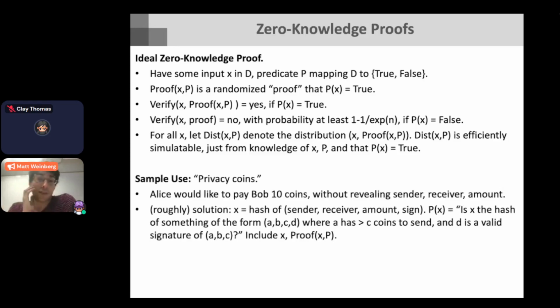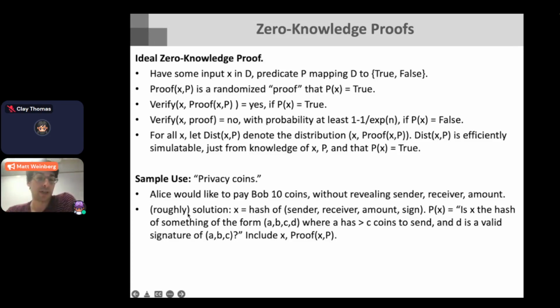Okay, so the sample used for this is, there's probably a couple terms for this, but Zcash is one, I think, or Monero is another. Sorry, Monero doesn't do zero knowledge proofs, but Zcash does, and the term for these is privacy coins. The idea is that Alice would like to pay Bob 10 coins, but she doesn't want anyone to know that she's spending money. She doesn't want anyone to know that Bob is receiving money, and she doesn't want anyone to know how much money is being sent, right?